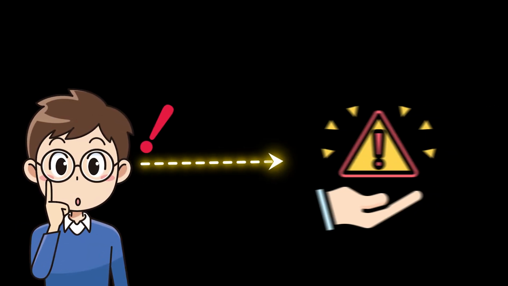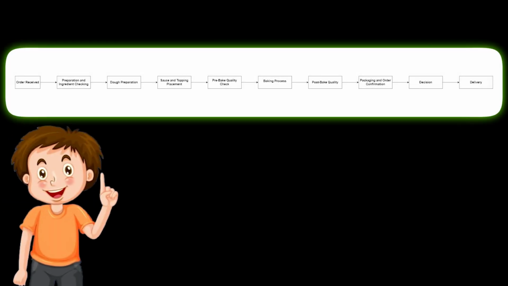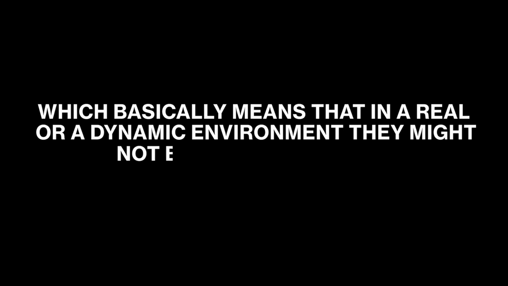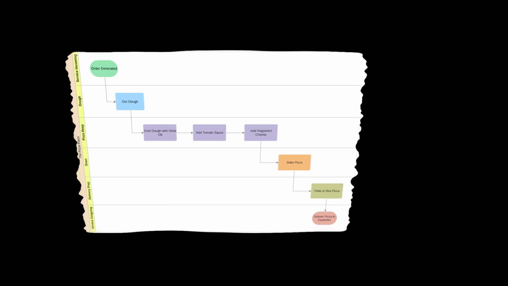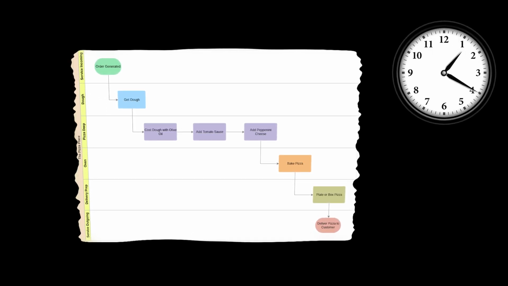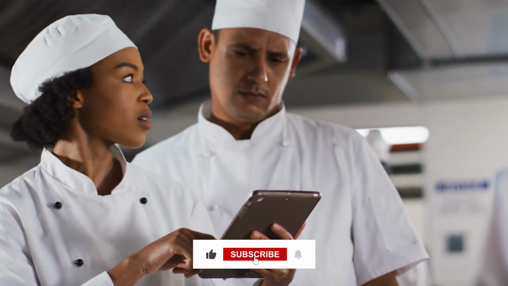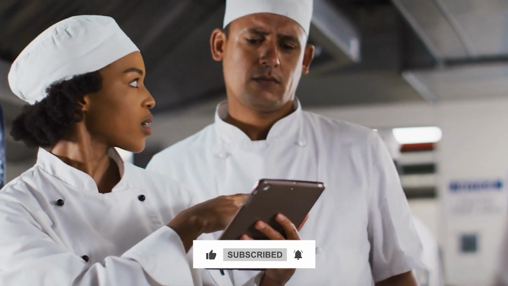But there are a few limitations that you should be aware of. For instance, flowcharts are really simple, and important details might get omitted if it hasn't been explained properly. Moreover, they capture a static state of a process, which basically means that in a real or a dynamic environment, they might not be flexible enough. Lastly, making these flowcharts for a bigger or more detailed process can be time-consuming, especially if precision matters. Plus, you need to review it several times to make sure there's no error in the flow. So keep an eye out for that.